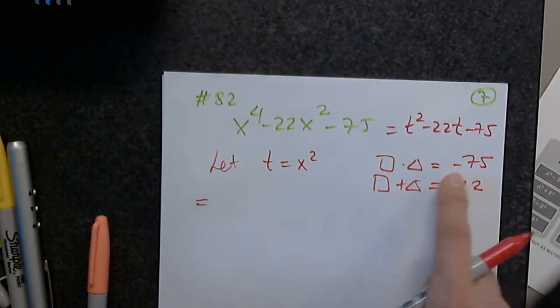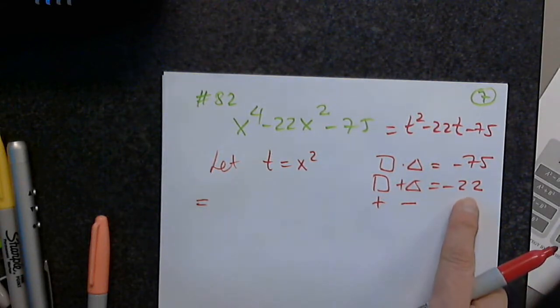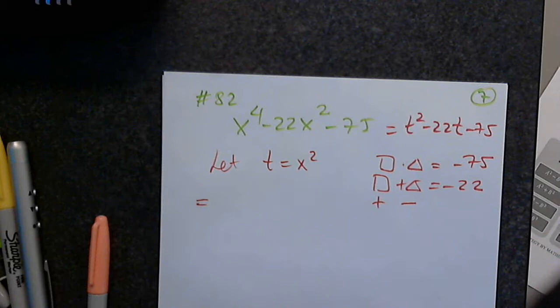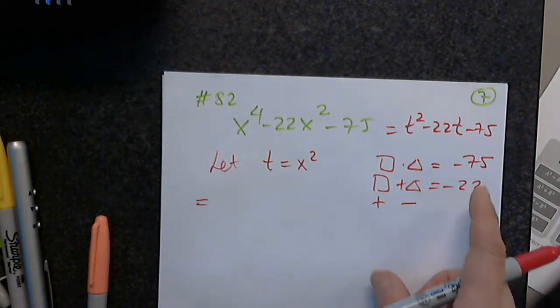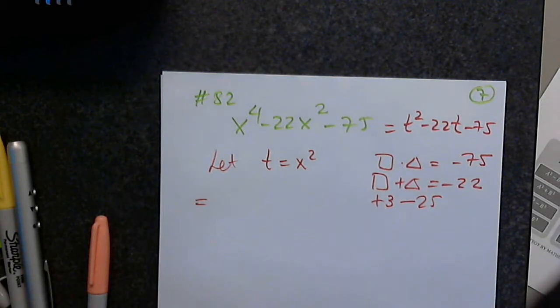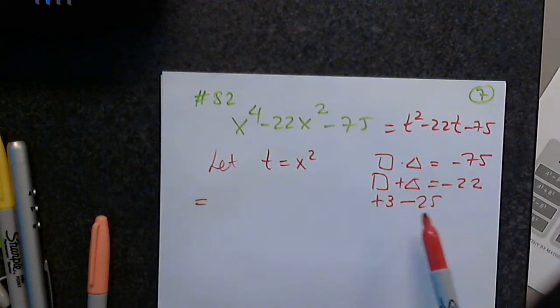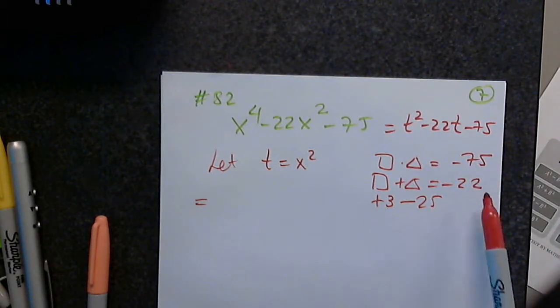The product is negative, so one has to be positive, one has to be negative. They're far away from each other, 22 units away. And I'm thinking that it's 25 and 3. So 25 and 3. 3 times negative 25 is negative 75, and 3 minus 25 is negative 22.